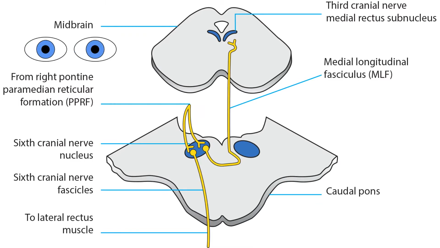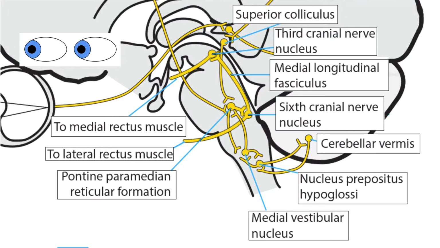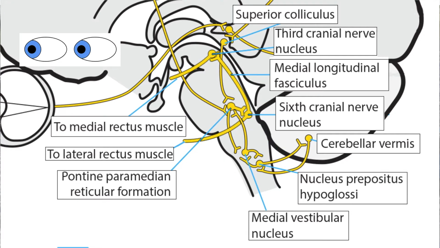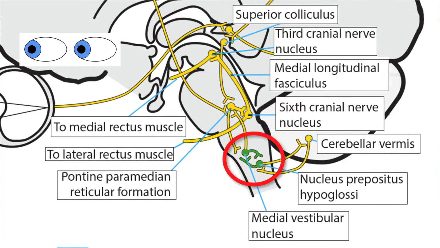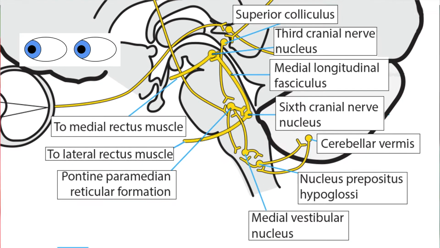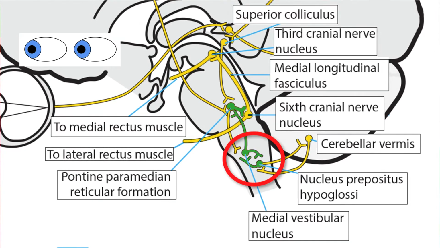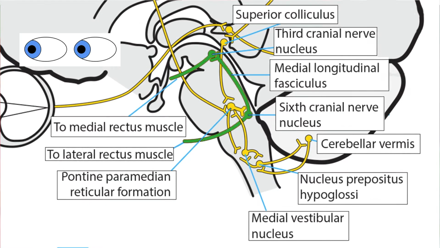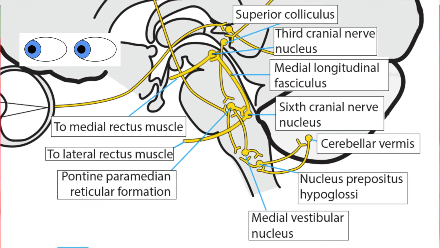Once the eyes have moved to the right, another neural network must keep them from being dragged back toward the center by elastic forces in the orbit. To keep that from happening, the PPRF sends a signal to the medial vestibular nucleus and to the medullary nucleus prepositus hypoglossi. These two nuclei, called the neural integrators, pump a continuous signal back to the right PPRF and then on to the right sixth nerve nucleus to keep the eyes in right gaze.